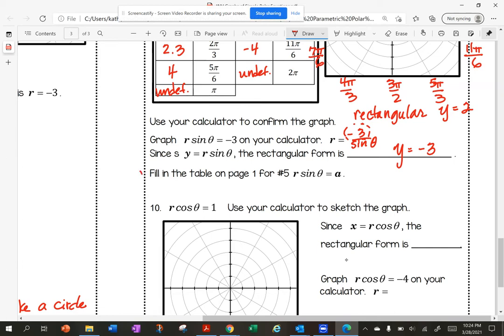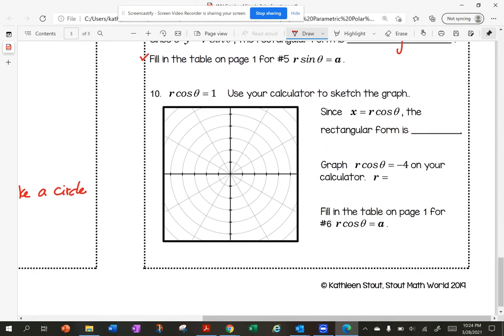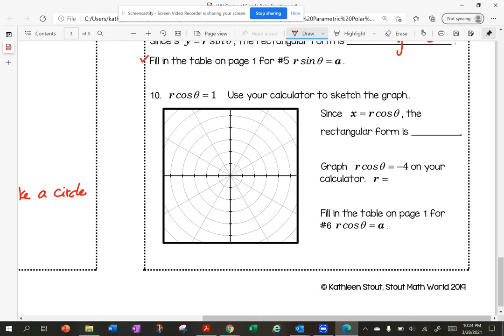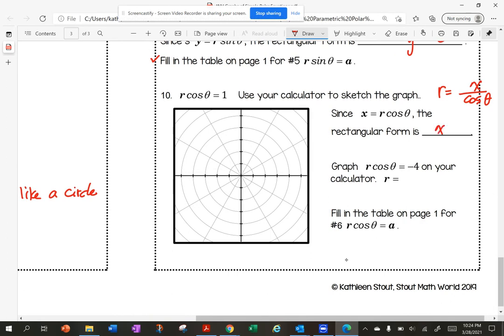Okay, so we finished this. Okay, now I have r cosine of theta equals 1. Let's use our calculator to sketch this. So again, I'm going to solve for r. So I would say this is r equals x divided by the cosine of theta. So the rectangular form of this is x equals 1.